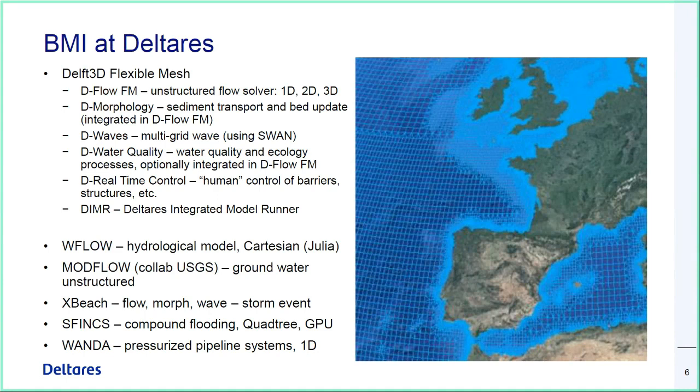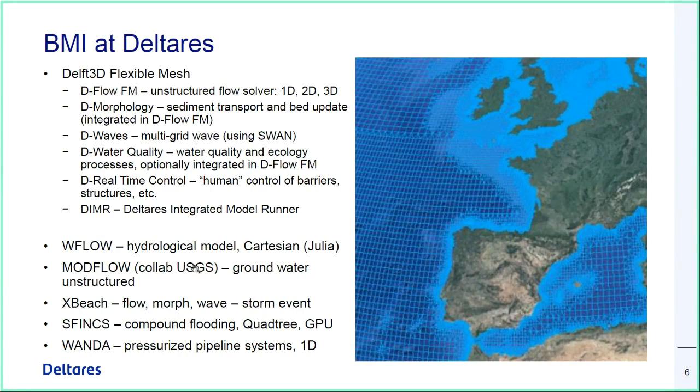So that's 1D, 2D, 3D integrated. Therein is also sediment transport, morphology, bed level changes. That's fully integrated. It's not a separate component. D-Waves can have multiple nested grids using SWAN from Delft University. Then we have the water quality component.